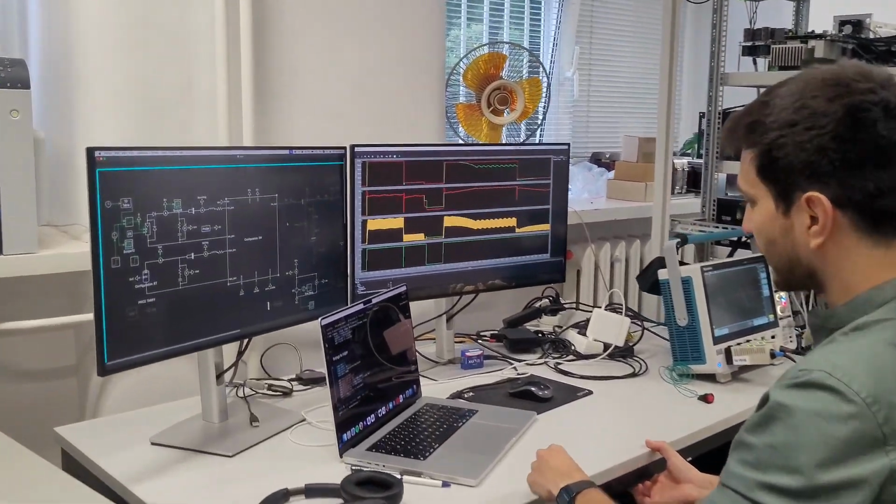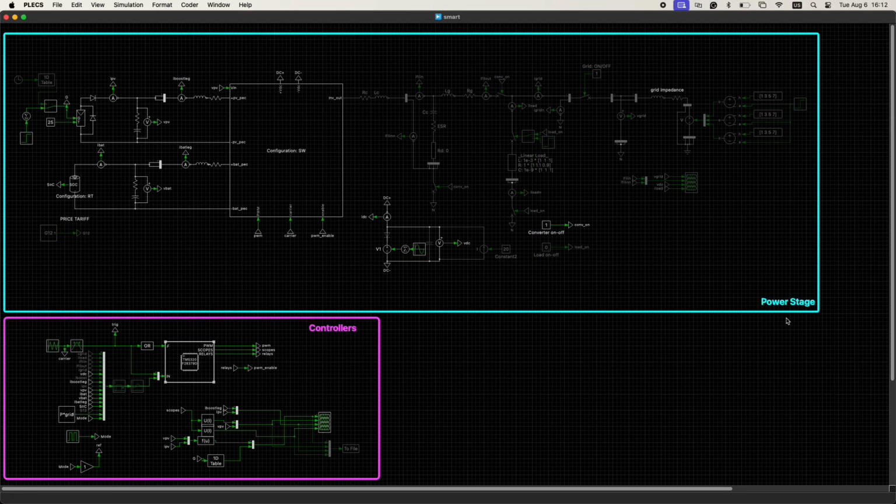My name is Luis Martínez. My colleagues and I developed a soft-start method for a boost converter that operates in a PV system and faces rapid irradiance changes. We perform simulations in Plexim. In our schematic file, we have two parts. One is the power stage and the other corresponds to the controllers.